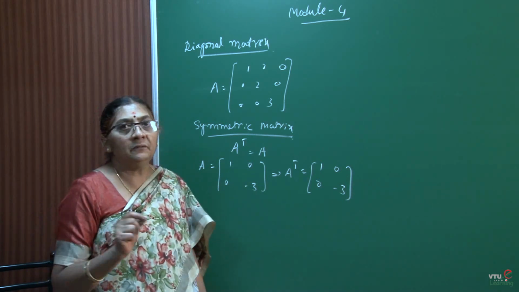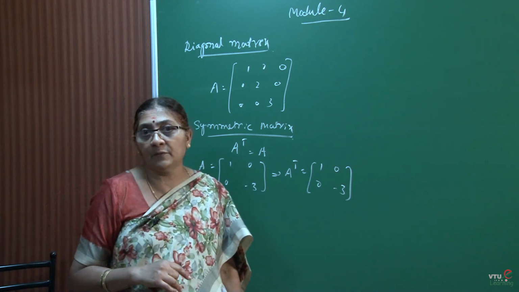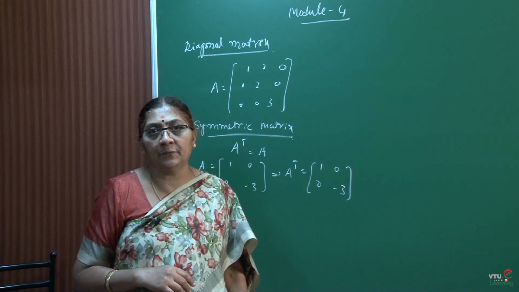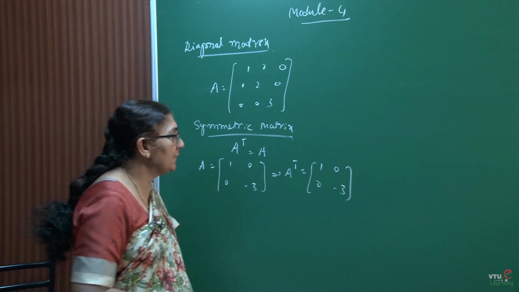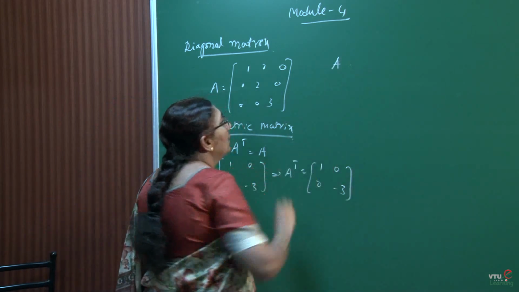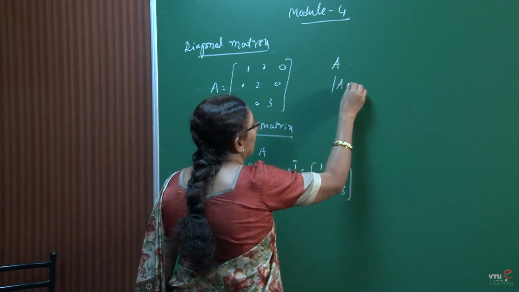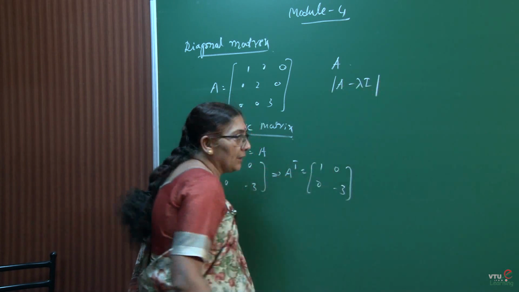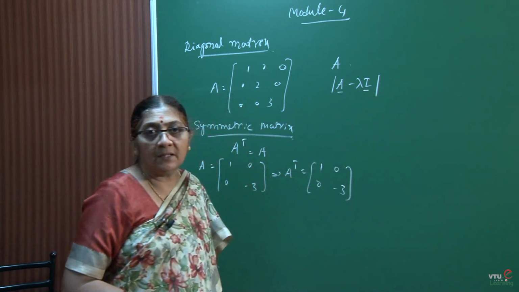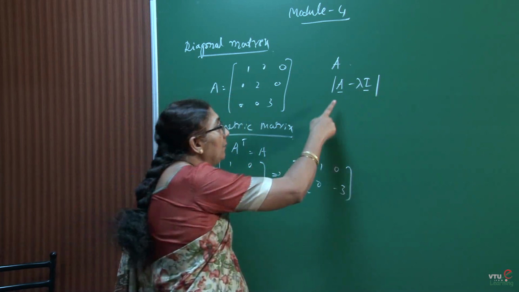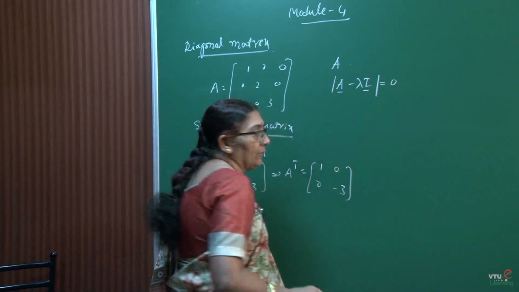Apart from that, we need to know how to find the eigenvalues and eigenvectors. You already studied this in second PUC and also in first year B.E. Now I have to recall how to find eigenvalues and eigenvectors. Suppose you have a matrix A. First, you take the determinant of A minus lambda I, where lambda is some parameter, A is the given matrix and I is an identity matrix. The order of the identity matrix is the same as the order of the matrix A. Take this difference, with the determinant equal to 0.